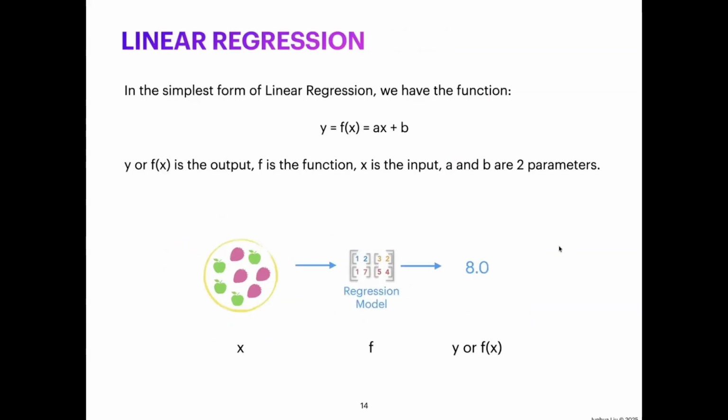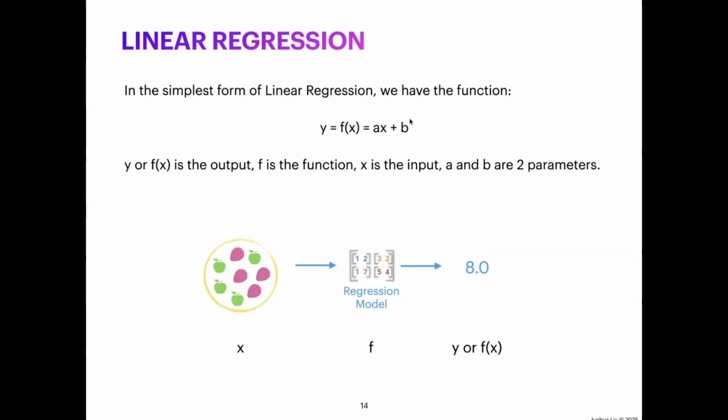Now let's take a look at linear regression. In the simplest form, we should have learned this in secondary school linear algebra. If not, in your first year trimester, you should know the simplest form of linear regression is some function of variable x, and the simplest form will be ax plus b, where a and b are called the parameters of this function. Given a certain number x, this function will give us the calculated answer, which is y. Sometimes we use y and f(x) interchangeably.